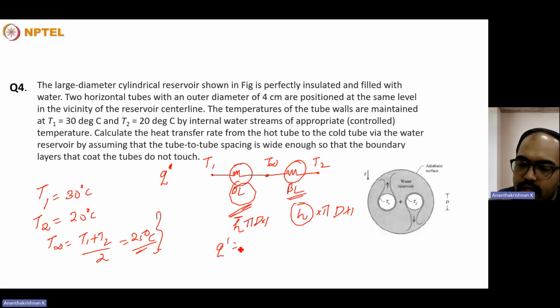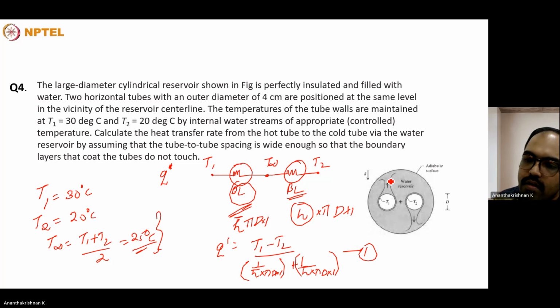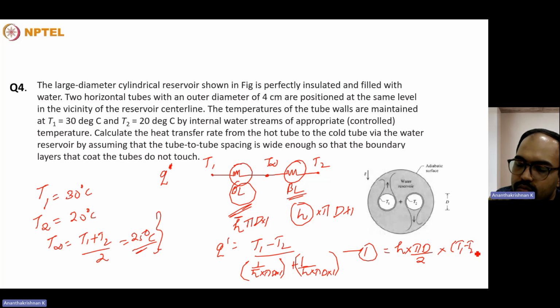The heat transfer rate could be written with a resistance-based approach: T1 minus T2 divided by the summation of the series resistances R1 and R2. That is 1 by h pi D1 plus 1 by h pi D, the same resistance, same dimension. So this is the same, so it could be written as h pi D by 2 into (T1 minus T2).